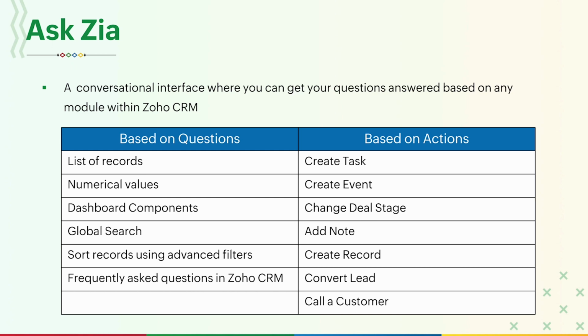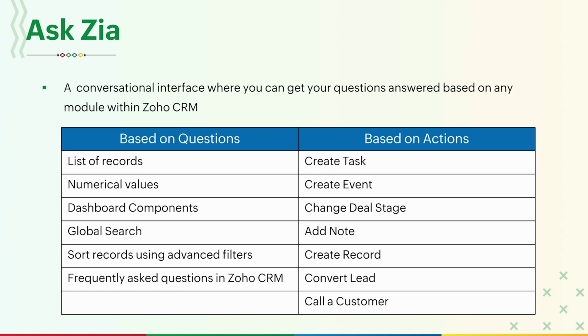Based on questions, Zia displays the information in the form of list of records, numerical values, dashboard components, global search, sort records using advanced filters, and frequently asked questions in Zoho CRM. Here is a list of actions that Zia can perform: create task, create event, change deal stage, add note, create record, convert lead, and call a customer. Routine messages like predefined questions or messages with stipulated time and frequency can also be configured for Zia to fetch information automatically and alert the concerned personnel without manual interference.